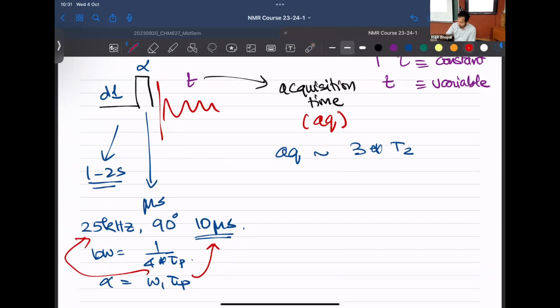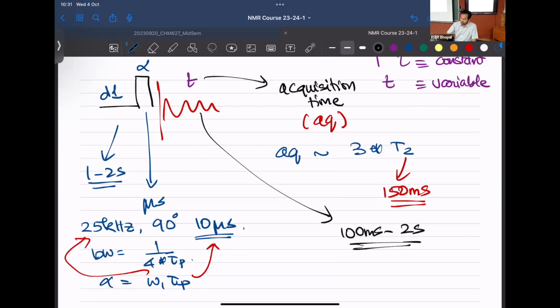Let's take a T2 of, let's say, 150 milliseconds for the methyl. I'm just giving some random number. So the acquisition time generally is in the tune of, say, hundreds of milliseconds to something like several seconds. Of course, when I mean several seconds, I'm talking about very small molecules here, but generally for biomolecules, you tend to keep it in the few hundreds of milliseconds.